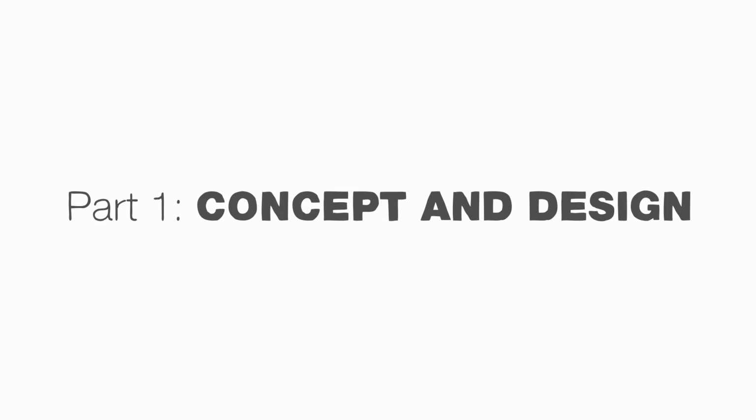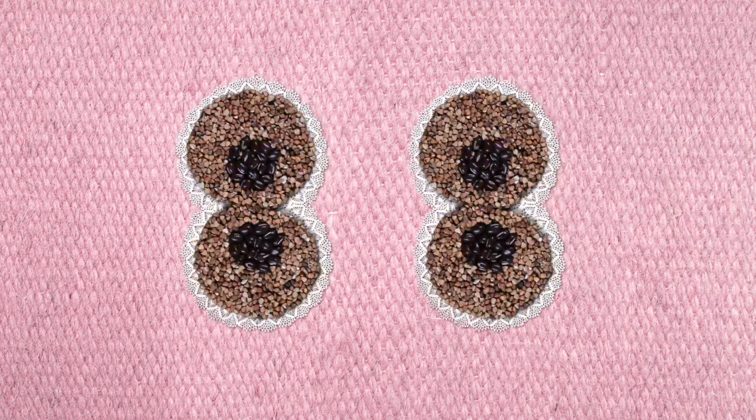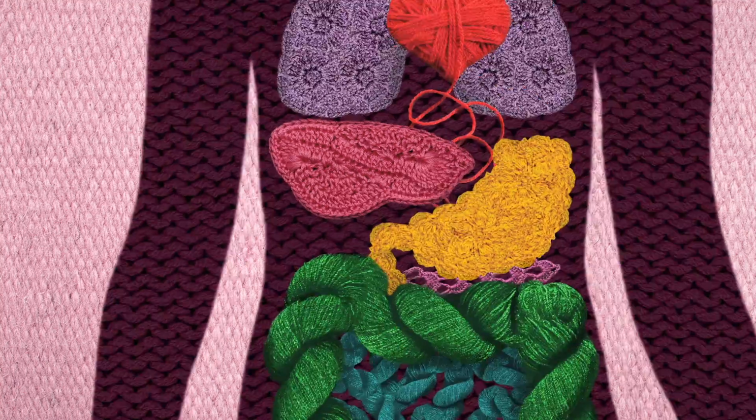We all start life as one single cell. Then that cell divides and we're 2 cells, then 4, then 8. Cells form tissues, tissues form organs, organs form us.